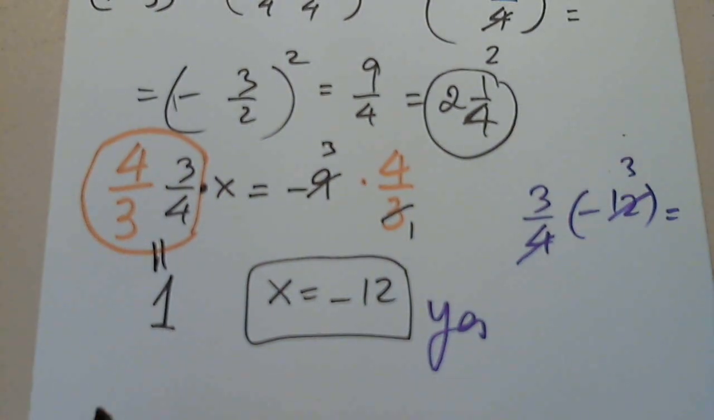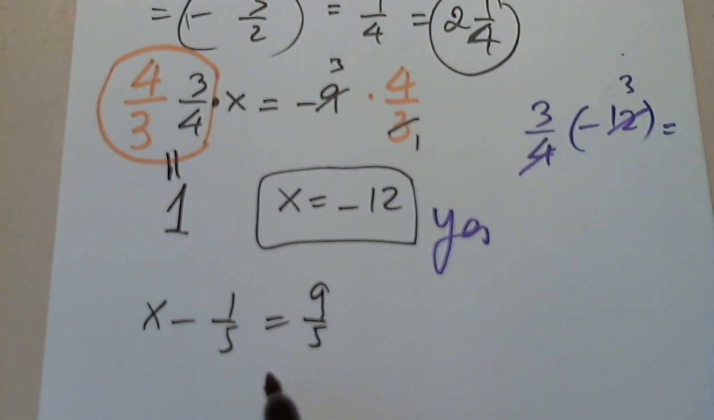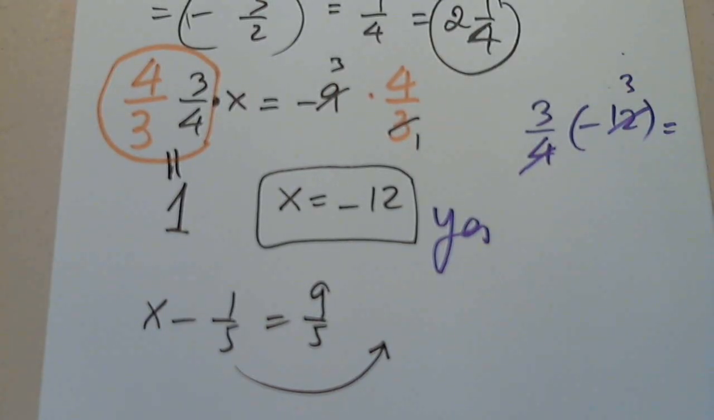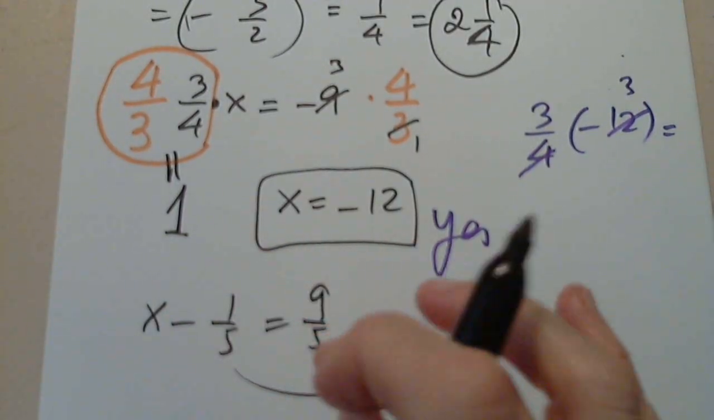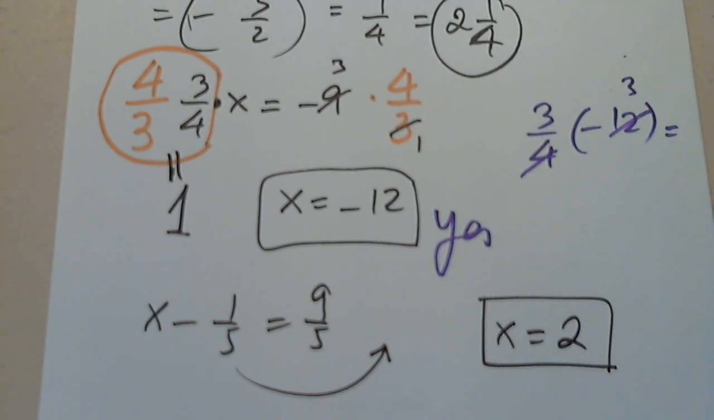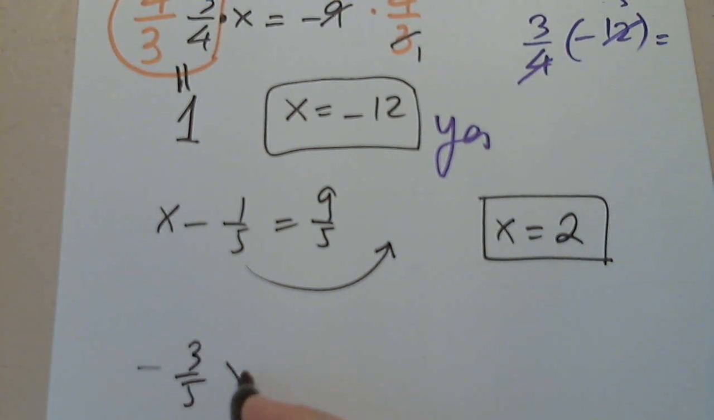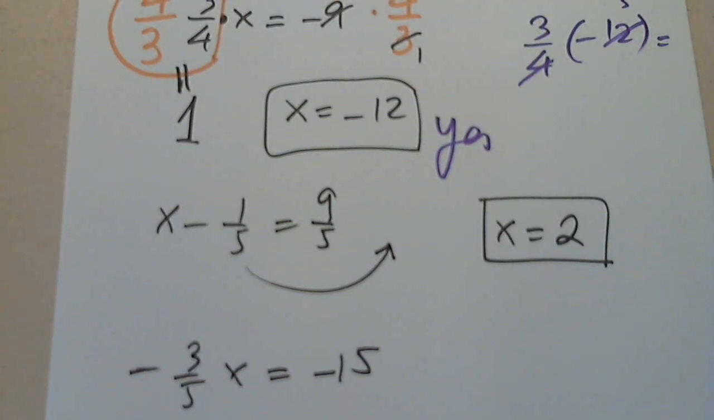Now, in this particular case, x minus 1/5 equals 9/5. Yes, here I do have to move this term because it's subtracted. When I move it to the other side, it becomes positive. So x equals 1 over 5 plus 9 over 5 is 10 over 5, which is 2. So that is the easy situation to move terms around. Okay, what about this one? Negative 3/5 x equals negative 15. What will you do here? Please.